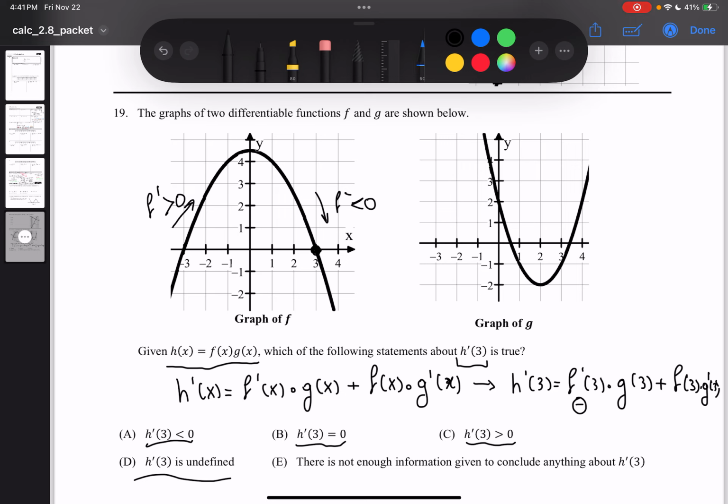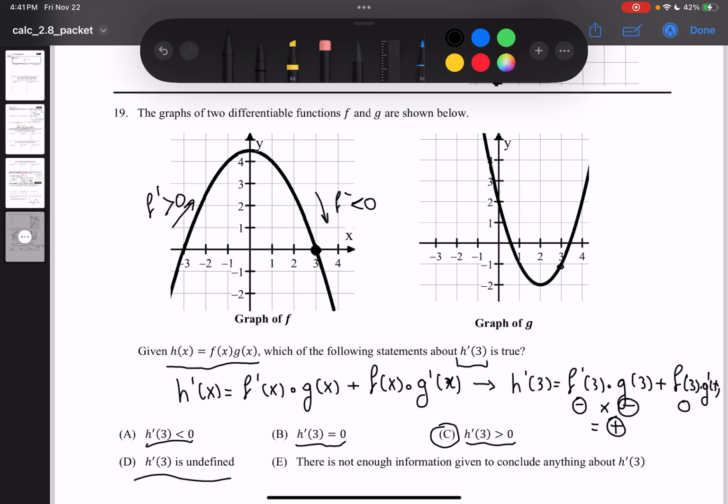g of 3, I already have it, which is negative 1. So it's also going to be a negative number. Now, f of 3 is literally 0. So basically, you're going to be left with two negative numbers multiplying each other, which is going to give you a positive value. Now, which one of these options tells us that h prime of 3 is a positive value? It is C.